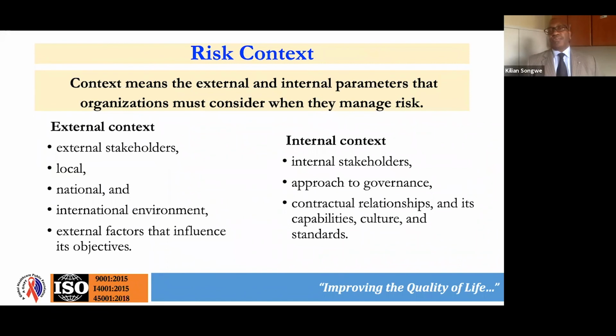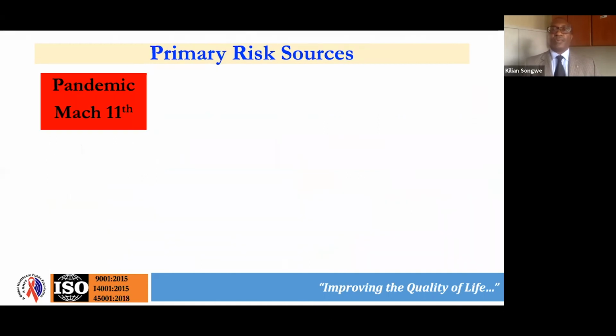And then we look at the risk context, basically external or internal: looking at external stakeholders, what is happening with the government, the international environment, versus do we have the right staff for the current situation? What is our approach to governance? What is the culture that we maintain at this point?